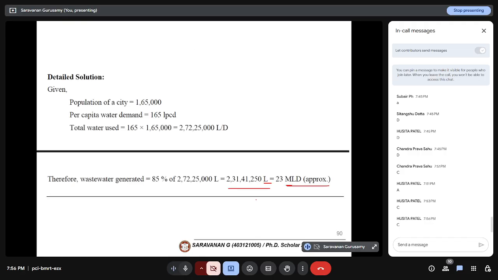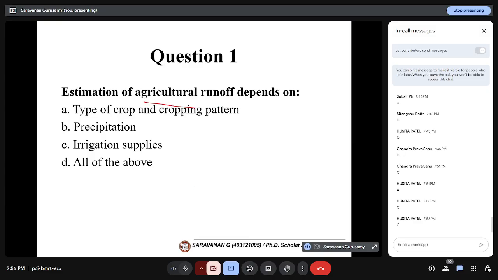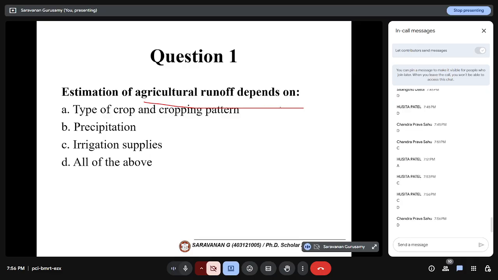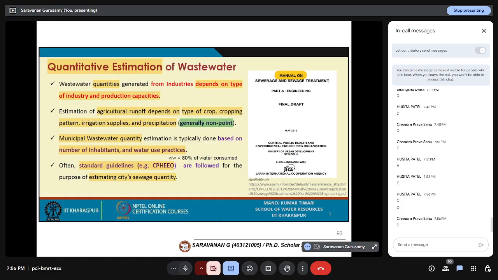So some more 10 questions you can simply answer. That is the 2020 July question paper. So estimate the agricultural runoff. Estimation of agricultural runoff depends on type of crop and cropping pattern, precipitation, irrigation supply, all the above. I'll simply rush through in 5 minutes. Yeah, correct. So quantity of runoff depends on crop, cropping pattern, irrigation supply. But industries depends on type of industry and production capacity. But municipalities depends on number of persons, wastewater using patterns.